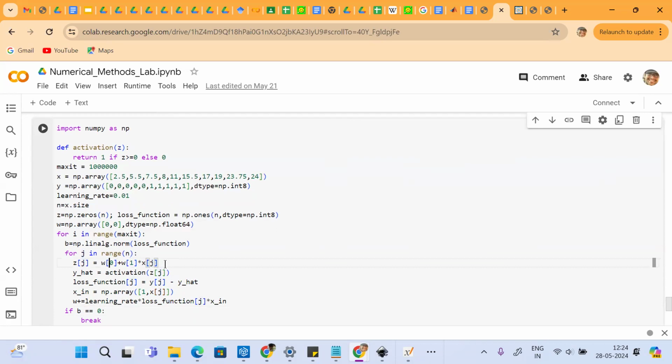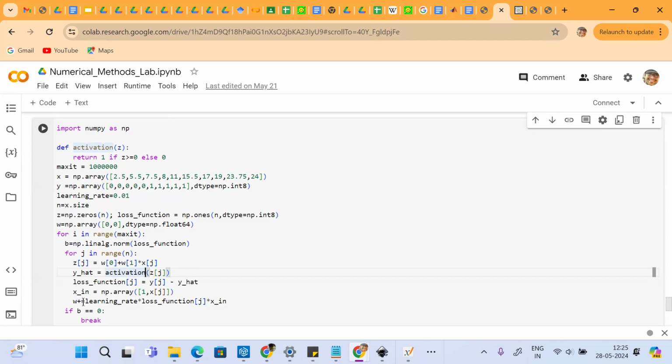So Z is the function here, W0 plus W1 xj, fine. Then we pass this Z through the activation function. What is this activation function? Return 1 if Z is greater than 0, 0 otherwise. You see this line. All right with you? Classification, two classes. Okay. Fine. Loss function is yj minus y hat. So it can take either 0, 1 or -1.